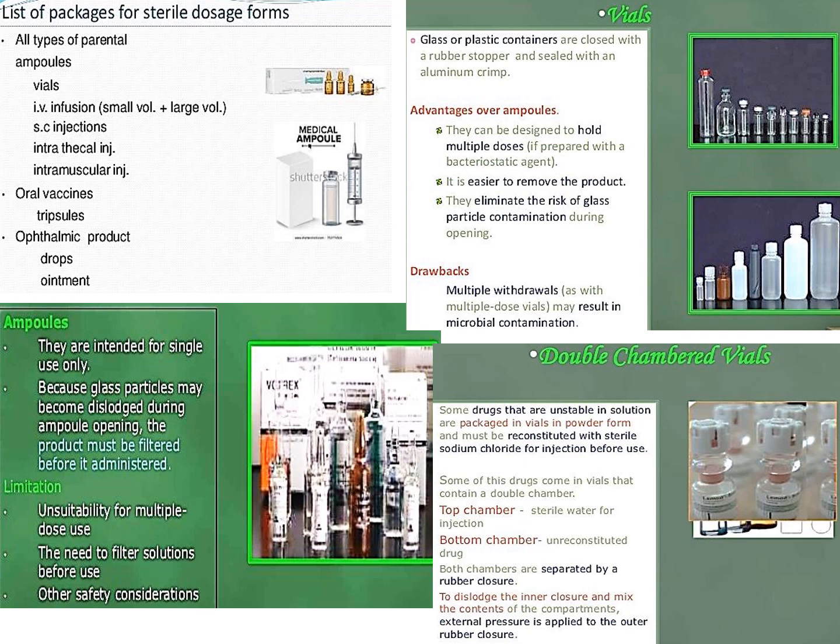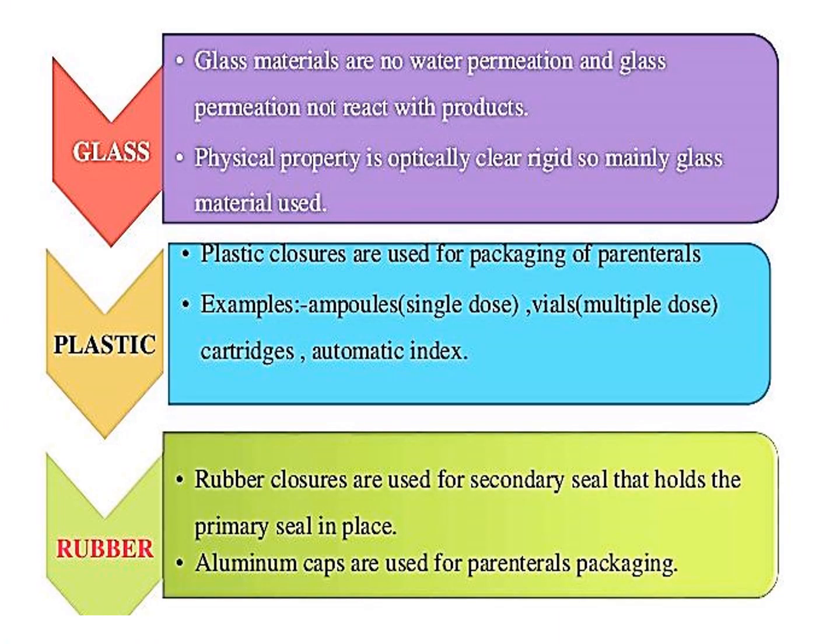The list of packages for sterile dosage forms: ampoules, vials, infusions, either small or large volume, injections, vaccines, and ophthalmic products all come under the list of packaging for sterile dosage forms. There are double chamber vials also for packaging. Ampoules are also there. Vials are also there. The basic three main types of packaging materials are glass, plastic, and rubber.